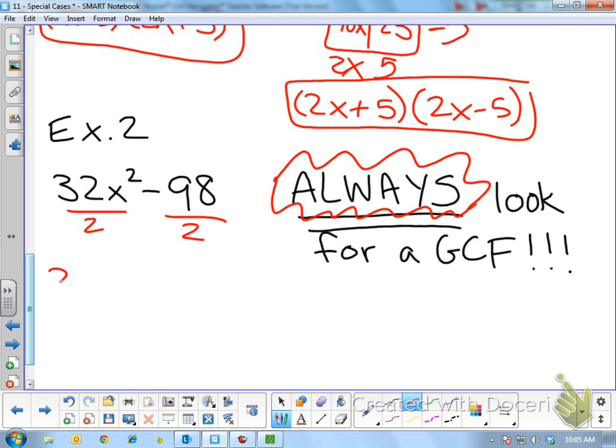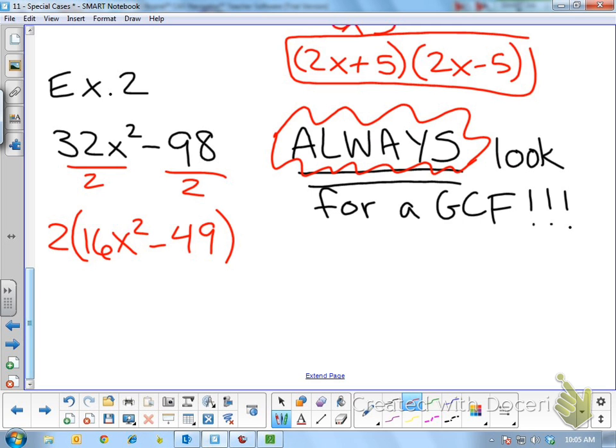So we do 2, and then 32 divided by 2 is 16. We leave x squared alone because we didn't divide by a variable. And then 98 divided by 2 is 49. Okay, so I'm going to have you guys finish this problem. I want you guys to finish doing the work for this problem. And then again, we're going to submit our answers.